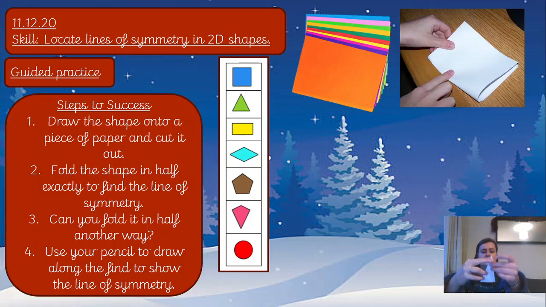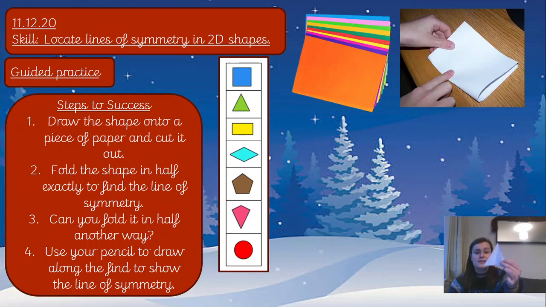Well, yes, it looks like it would. So I've got a triangle on this side and a triangle on this side that looks exactly the same. So when I open it up, I've got a line down the middle that shows two triangles that are exactly the same from my big triangle.